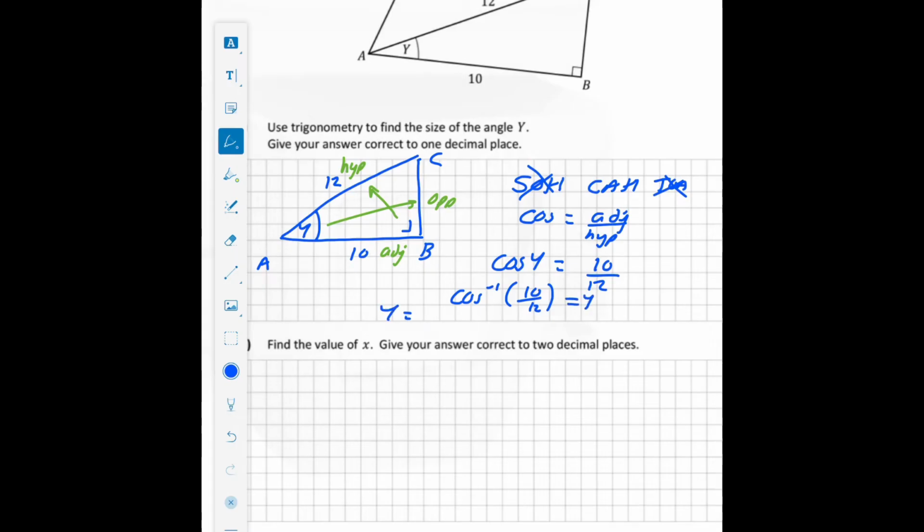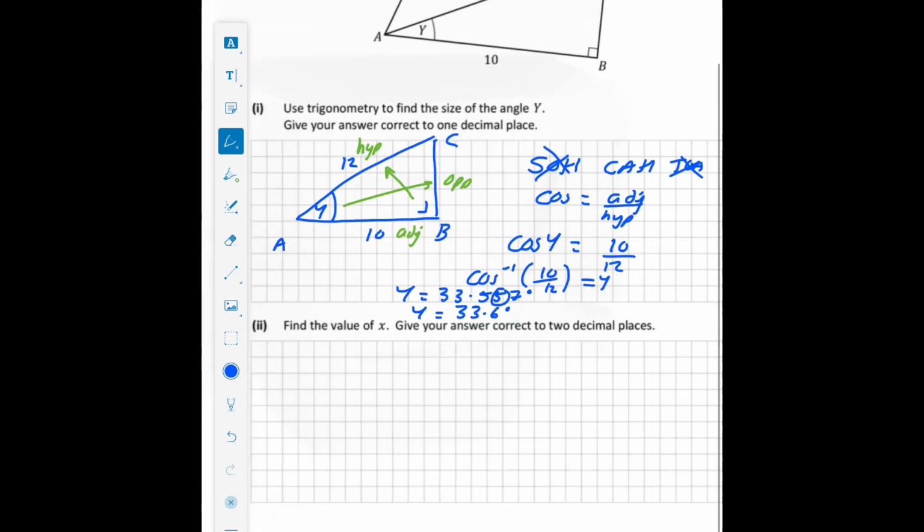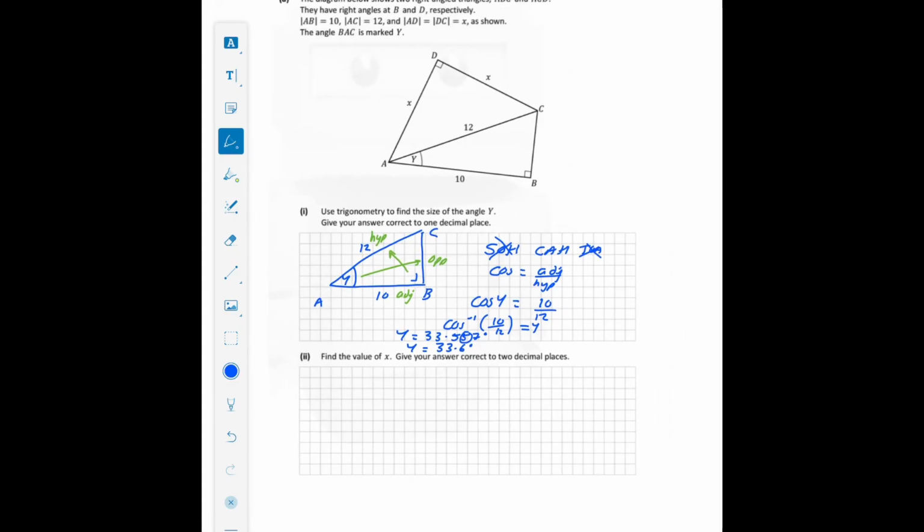So y is equal to, and I want it to one decimal place, so cos minus 1 of 10 over 12. Okay, so remember, press shift and then the cos button to get the inverse. And we're going to get 33.557 degrees. Now, to one decimal place, we look at the second number after the decimal point. It's a 5, which means we round up. So that will be 33.6 degrees. Okay, so just be careful with the rounding. It's annoying if you've all the hard work done and then you're losing marks because of a small mistake at the end.